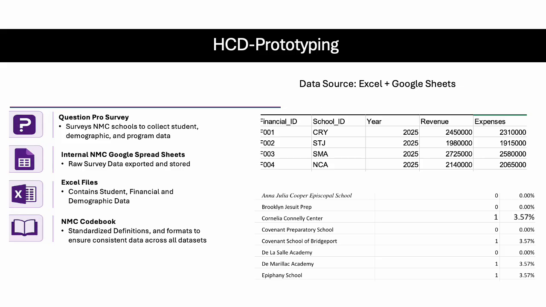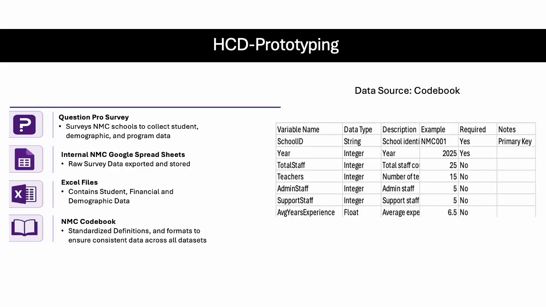After the Question Pro is filled out by the schools, our next data source is Excel and Google Sheets. For instance, we have a ton of data on what school, the year, the revenue, and expenses. So this is where all of our data is coming from. Finally, to ensure that all the data is standardized, we need the codebook. So when the app is being updated and created, all of the code is consistent across all the different tables, so that we can compare the insights that are derived from the Excel sheets.